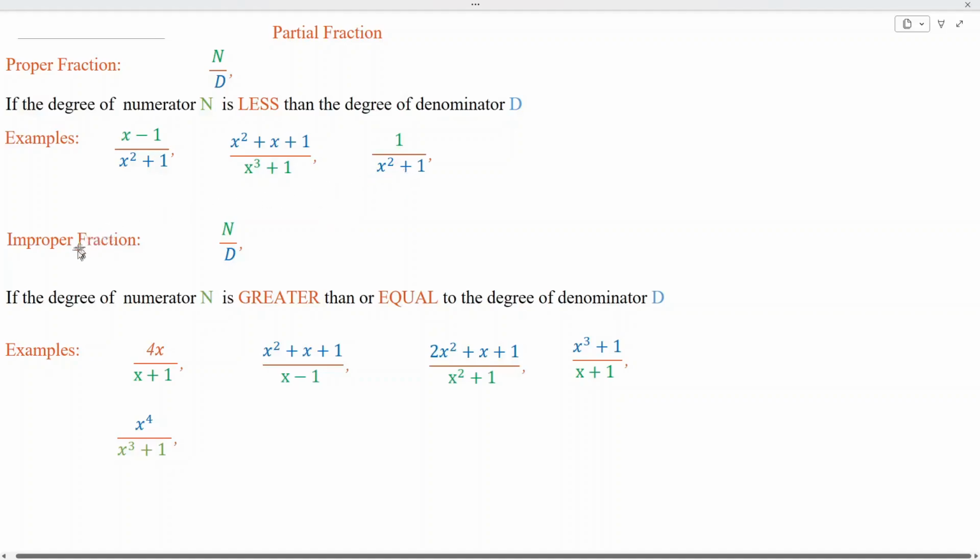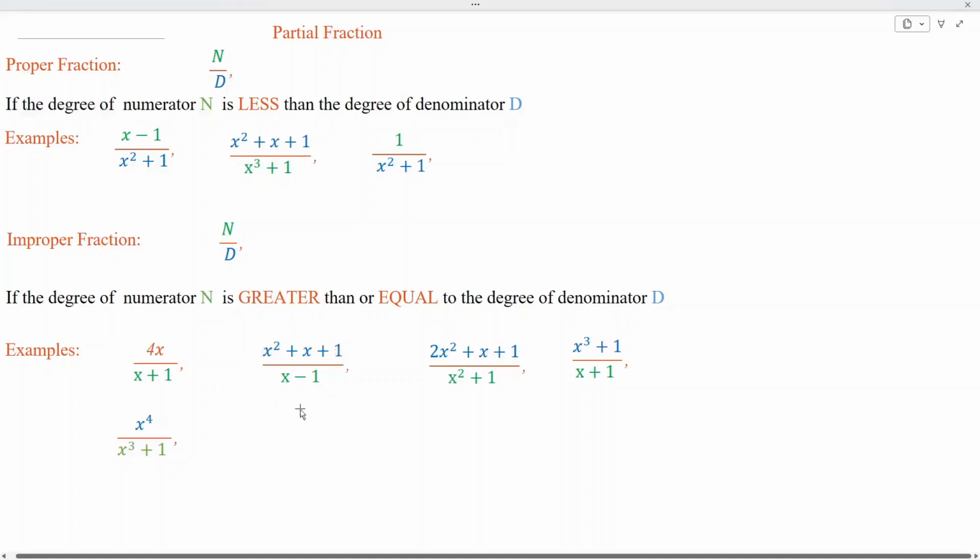Now what is an improper fraction or an improper rational fraction? If the degree of numerator n is greater than or equal to the degree of denominator d, then that fraction is called improper fraction. For example, look at the first fraction. Here, the degree of polynomial in the numerator is 1. And the degree of polynomial in the denominator is also 1. So they are equal. This is an improper fraction.